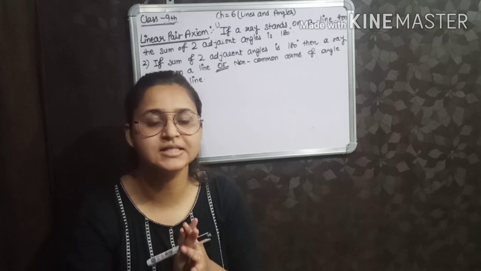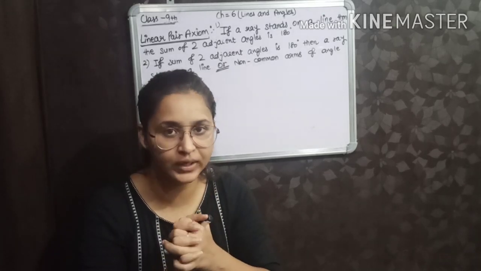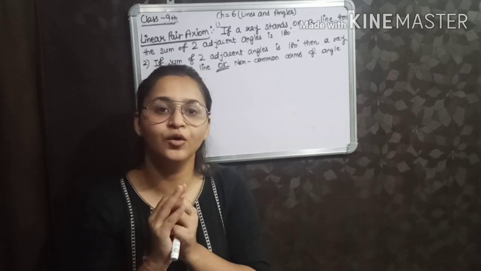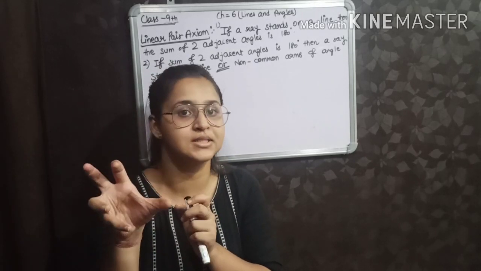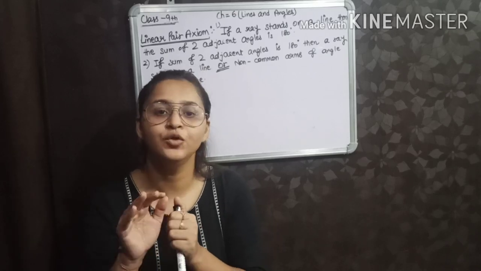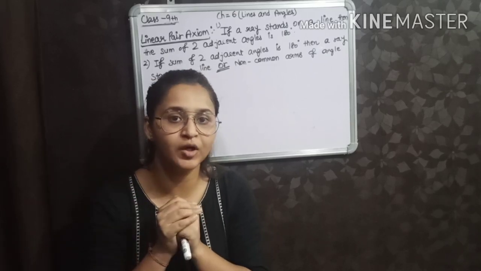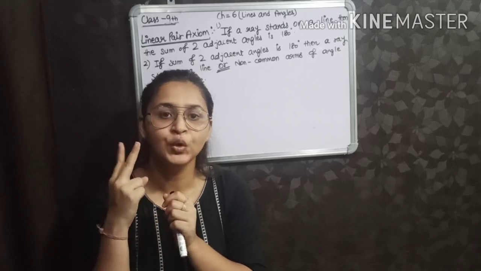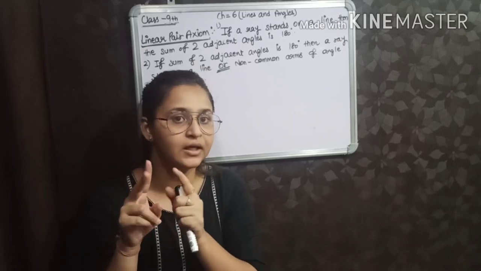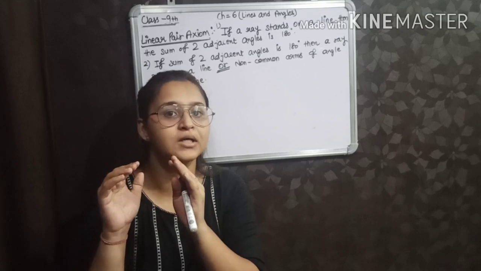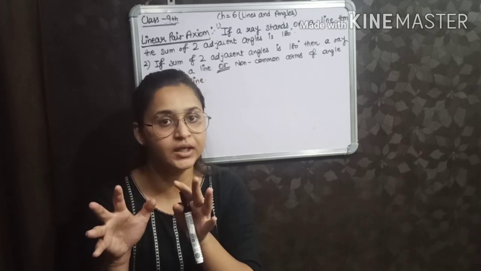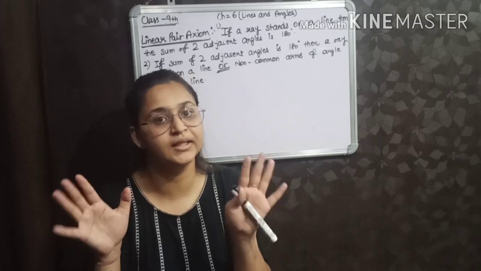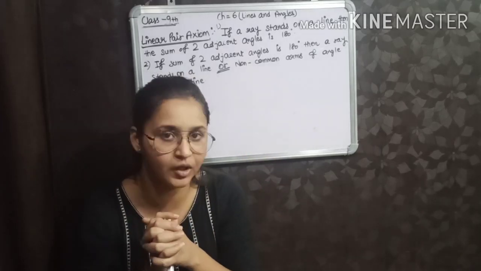In chapter 6, Lines and Angles, we have two axioms, and together these two axioms are known as the linear pair axiom. First of all, you know very well what a linear pair of angles is. If we have two adjacent angles whose sum is 180 degrees, and the non-common arms of the angles make a line, then this pair is known as a linear pair of angles.